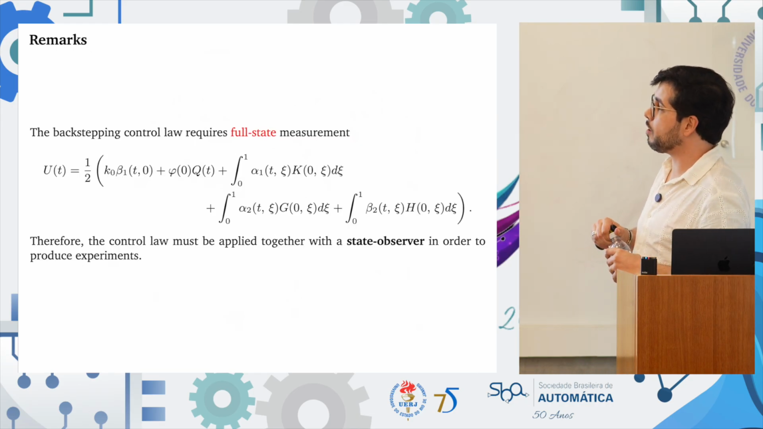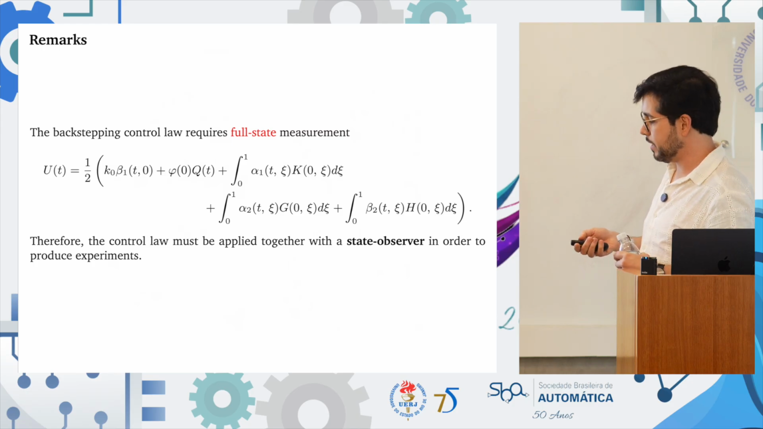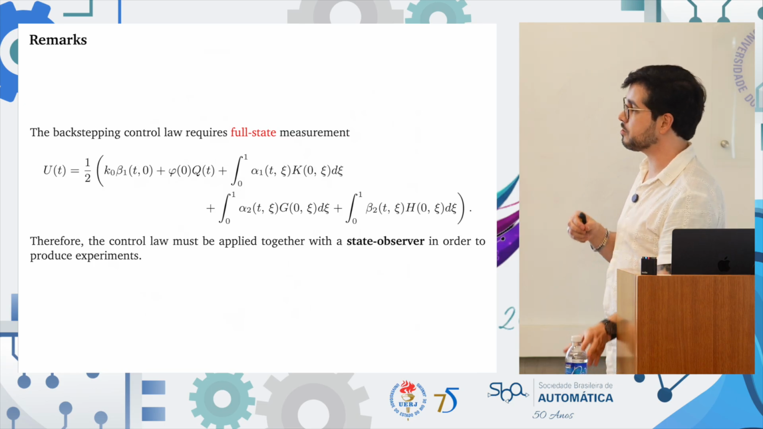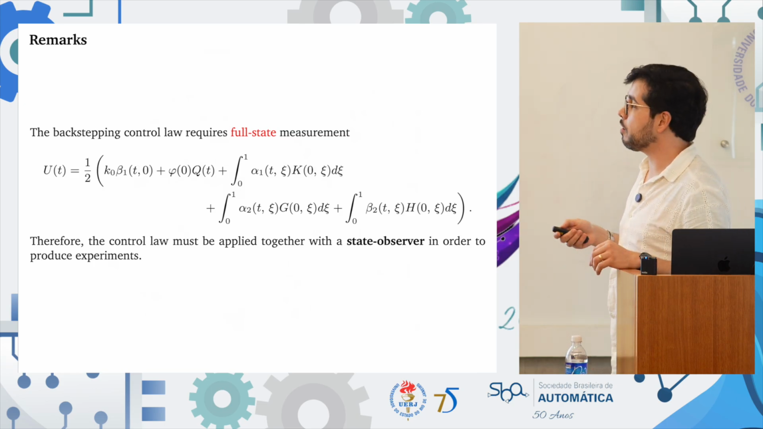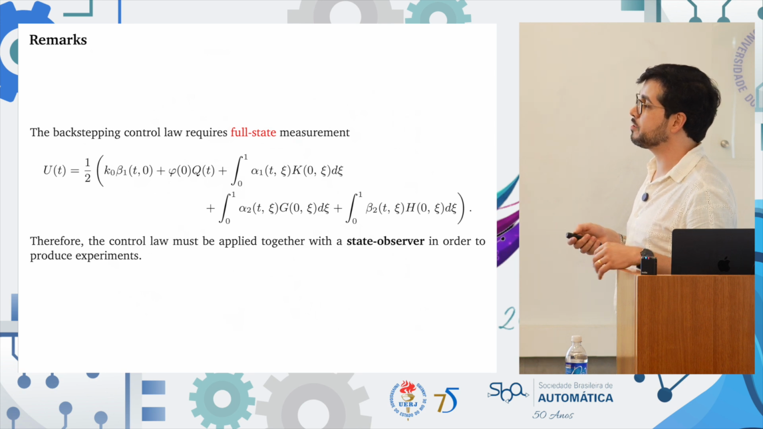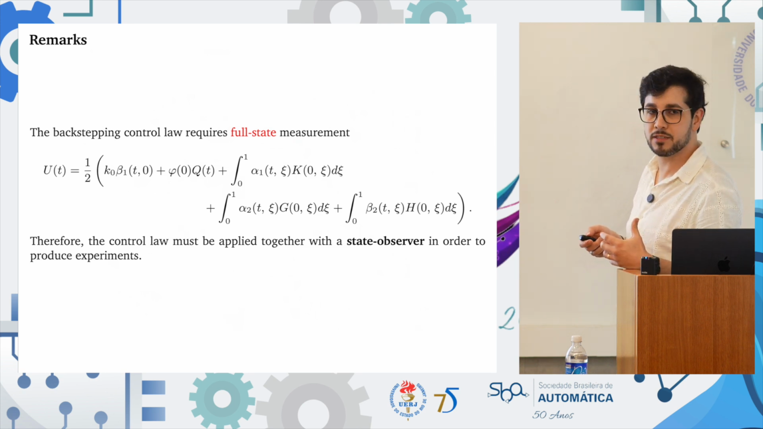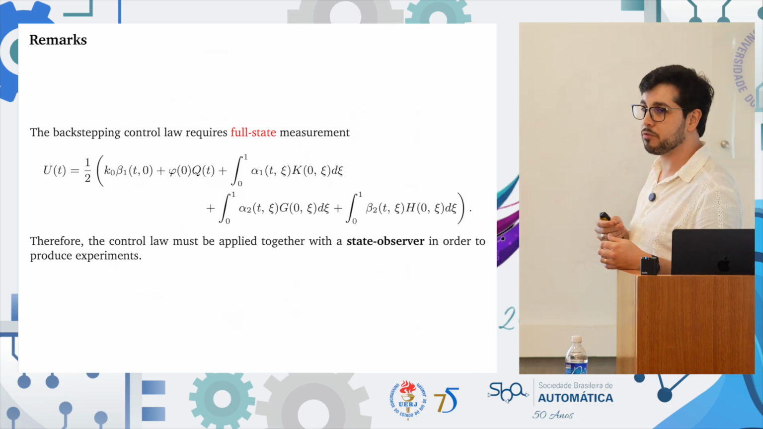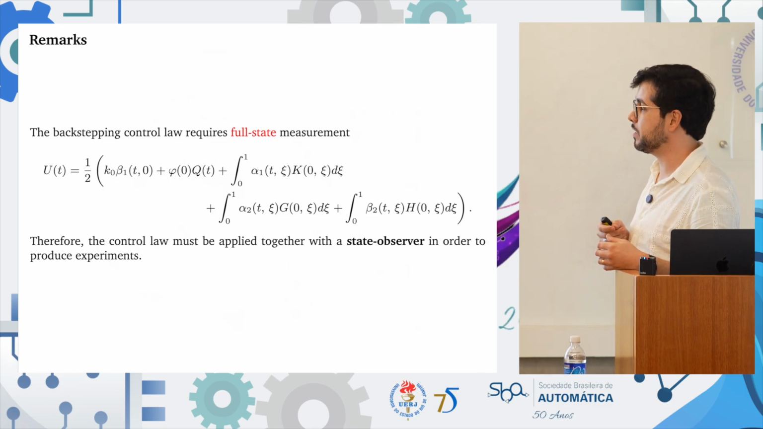Okay, so the big problem of this control law is that we need full state measurement, which means that we have to have sensors along all the domain in order to apply the control law, because the integral goes from 0 to 1 and depends on the state, okay? So there is no way I can implement this control law in practice, because I have to include a huge amount of sensors in the domain, okay?